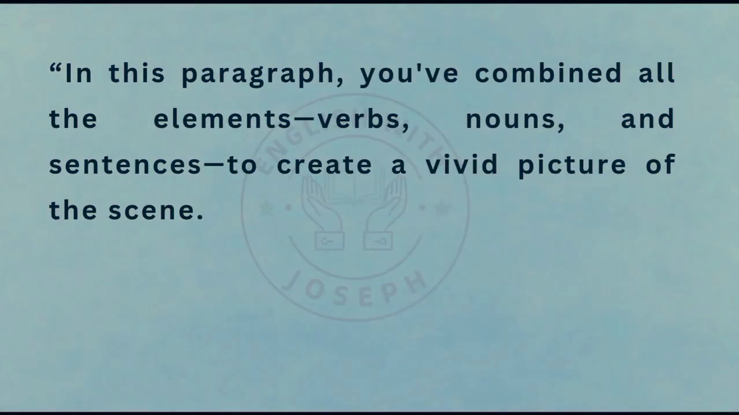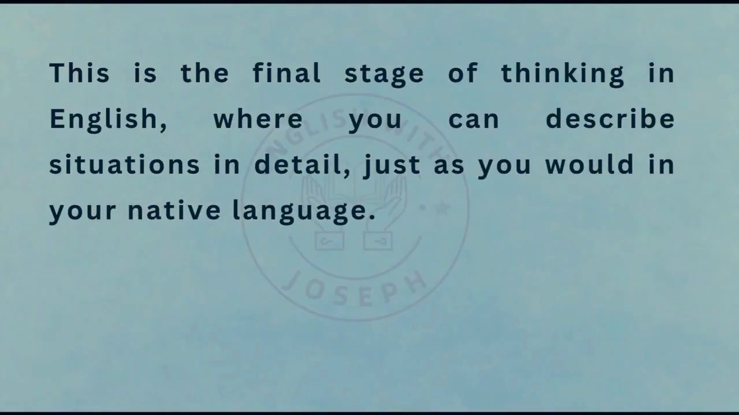In this paragraph, you've combined all the elements, verbs, nouns, and sentences to create a vivid picture of the scene. This is the final stage of thinking in English, where you can describe situations in detail just as you would in your native language.